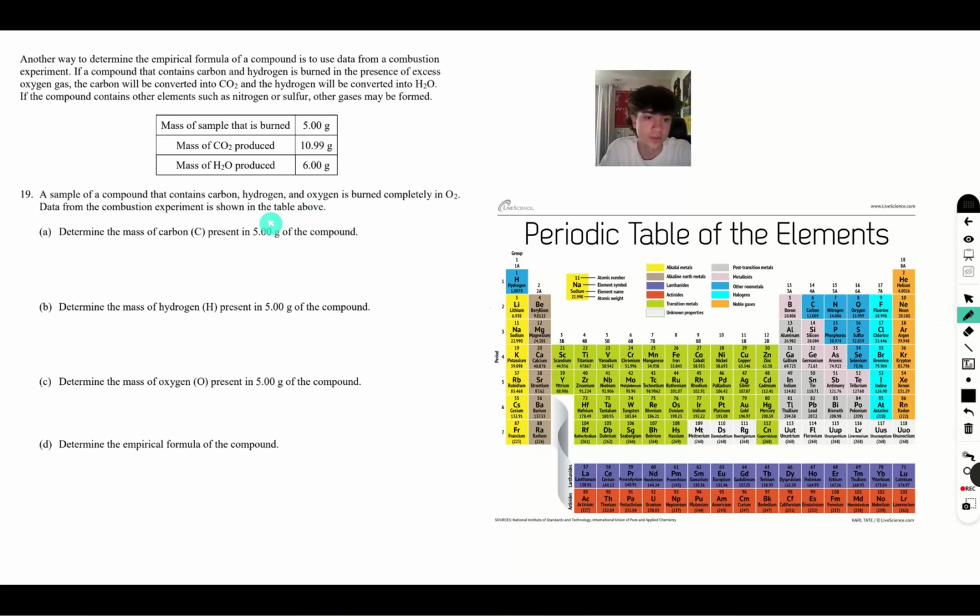So the first part of the problem is asking us to determine the mass of carbon. The way we're going to do this is by, first, we need to find the percent composition of carbon in CO2, because we need to find out how much carbon there is in this 10.99 grams of CO2. The reason we do this is because we know all of the carbon is going to be in the CO2 that is produced, because CO2 and H2O are the only molecules that are left. So let's start with that.